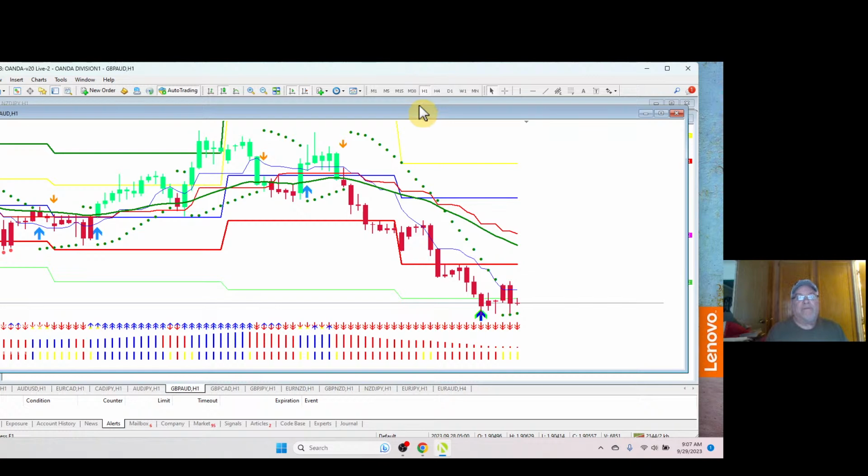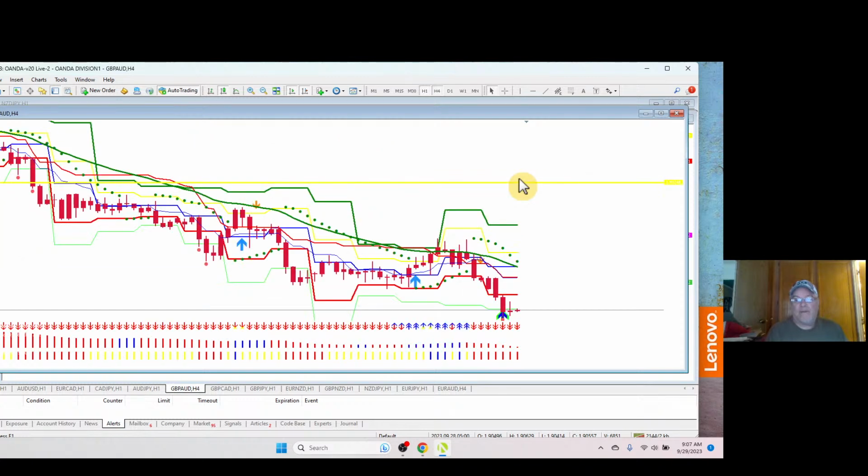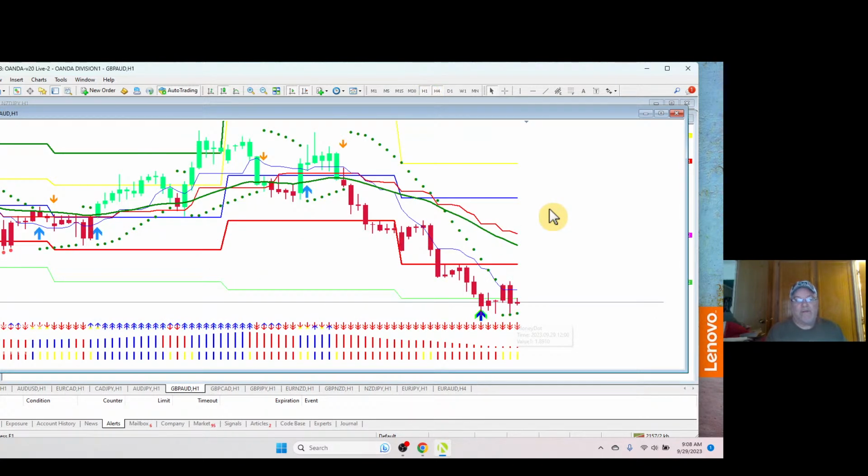See what the 4 hour looks like. What is this anyway? Pound Aussie. The 4 hour did make a buy candle. So we'll have to wait and see on that. But we know we're in the 1 hour. I'm in the 1 hour, I say we. So if it takes that low, I'm out.